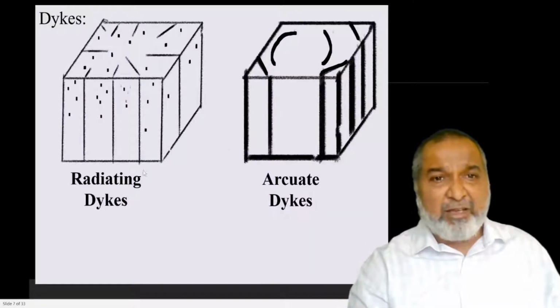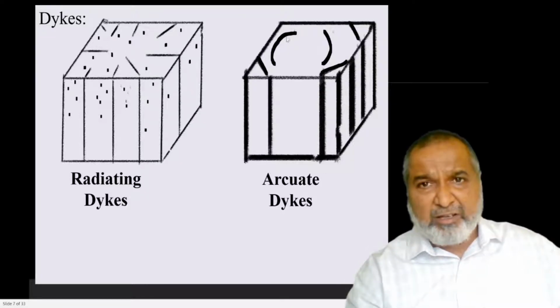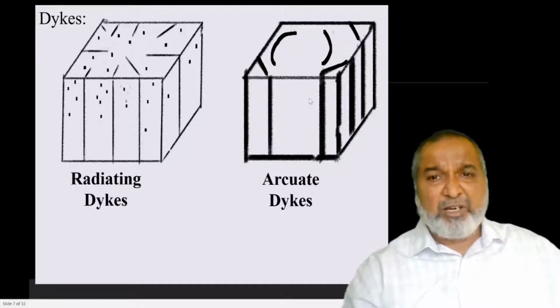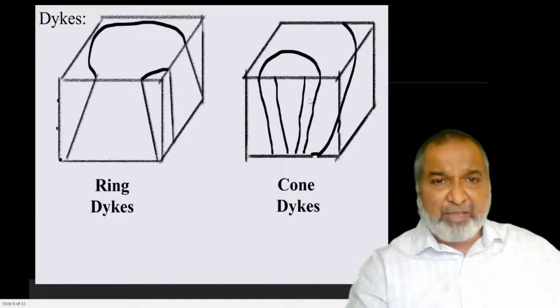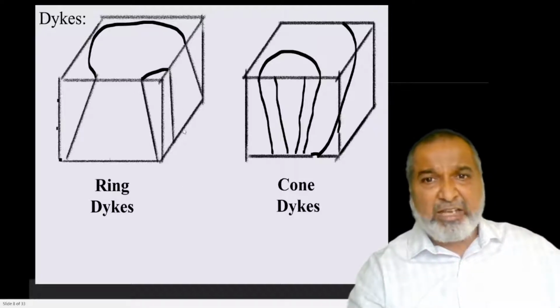So here we have the radiating dike. In the first diagram you can see the dikes are radiating from the center. You can see them on every side, radiating. Arcuate dikes, you can see now, are going to form ring-like structures.